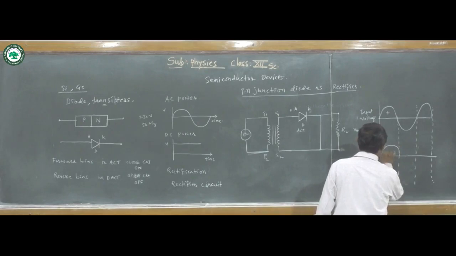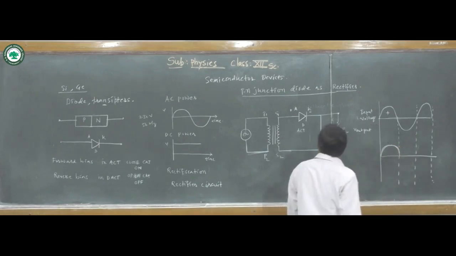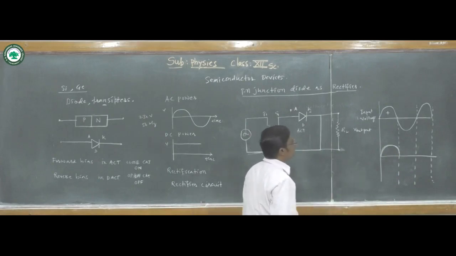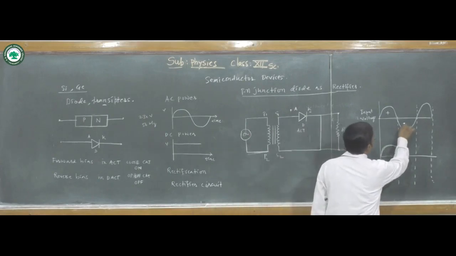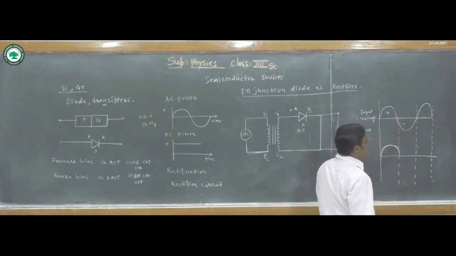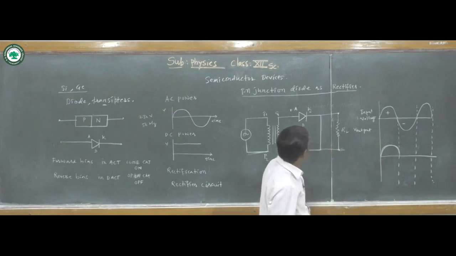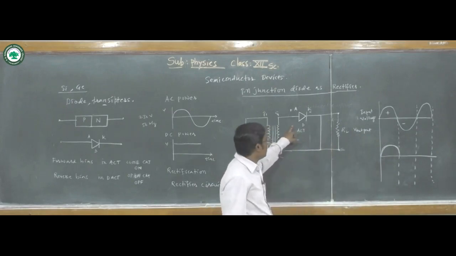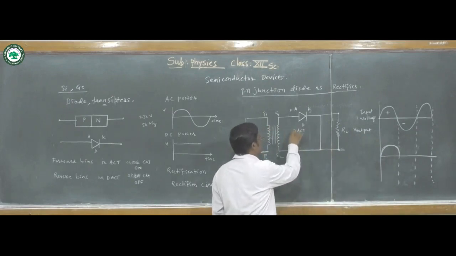In the positive half cycle, the diode conducts and we get the waveform at the output, and in the next, negative half cycle of the AC power supply or alternating current, the diode is in off mode, in deactivated mode.